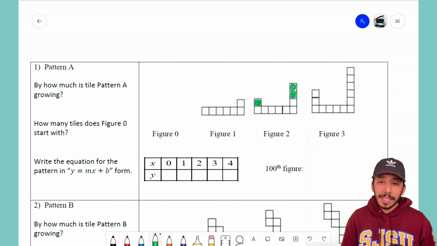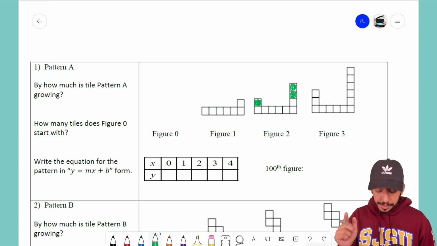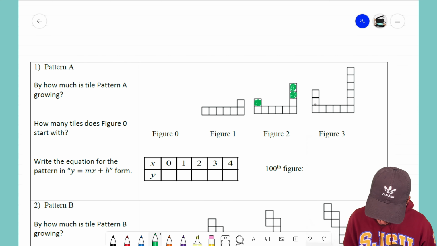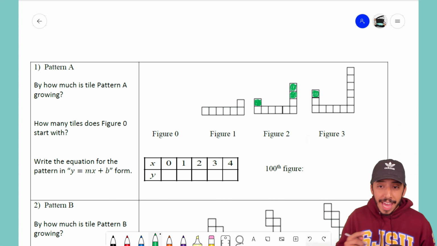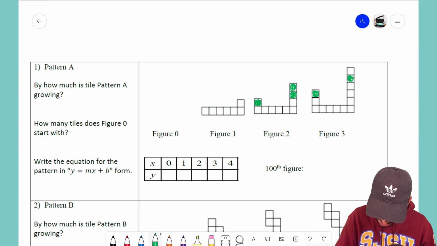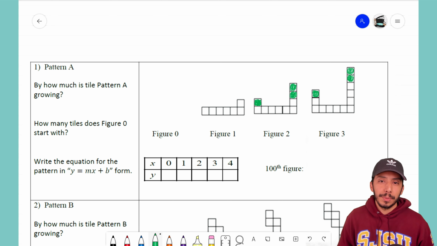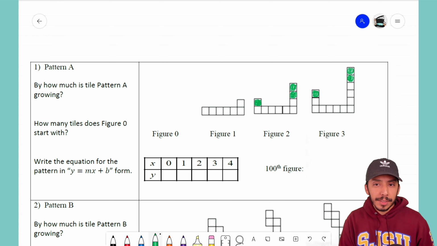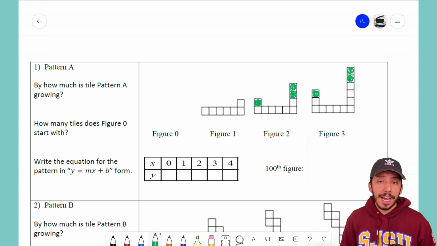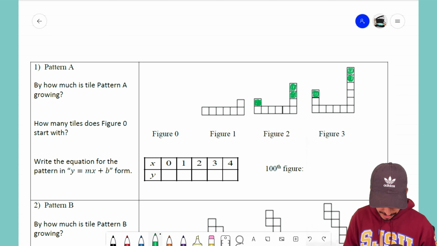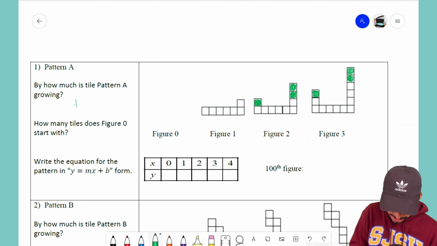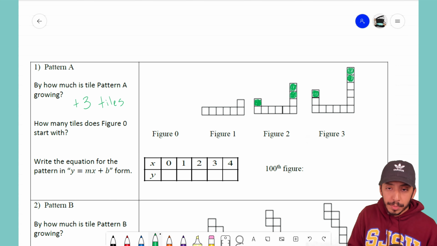Now let's see if that pattern holds up when we go to figure number 3. Looking at figure 3, I see my original tiles from figure 2, but they've added 1 tile to the top of the left side, and on the right again they have added 2 additional tiles. So the pattern continues: 1 tile to the left, 2 tiles to the right, in total adding 3 tiles. So to the question, by how much is tile pattern A growing, we are adding plus 3 tiles as we move from one figure to the next.